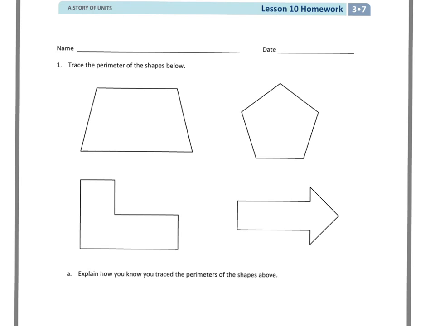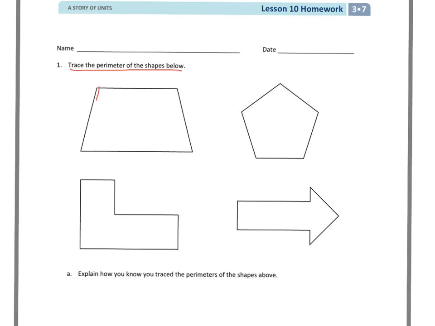Hello everyone, this is Grade 3, Module 7, Lesson 10 homework. The directions state for number 1, trace the perimeter of the shapes below. The perimeter of the shape is the distance, measure, or boundary around the outside of the shape.